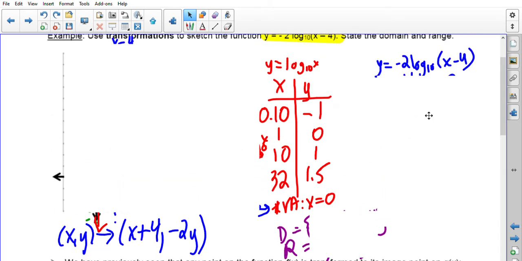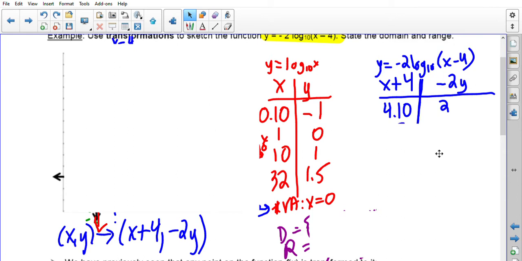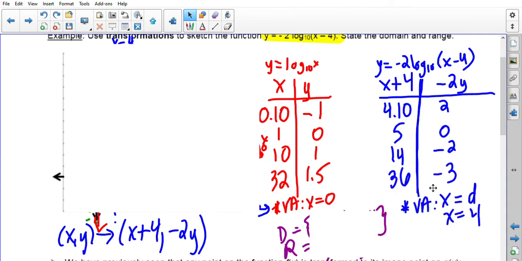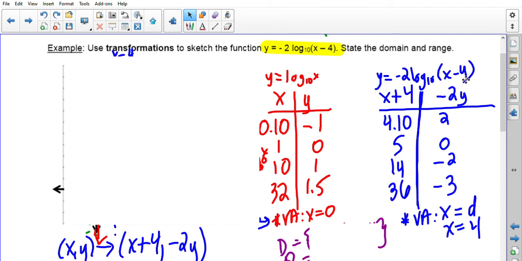So let's apply that to the table of values here and come up with the new points. (0.1, −1) is going to become (4.1, 2). (1, 0) will become (5, 0). (10, 1) will become (14, −2). And (32, 1.5) will become (36, −3). Note that because the d value is equal to 4, that means that's where the vertical asymptote has shifted. So the VA is now at x equals 4.